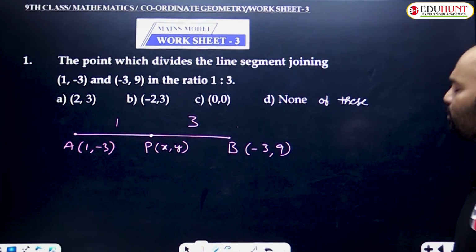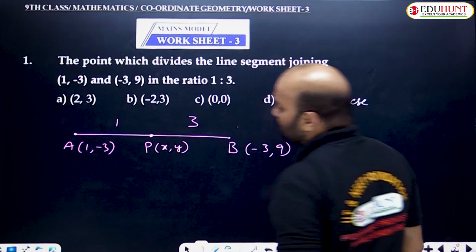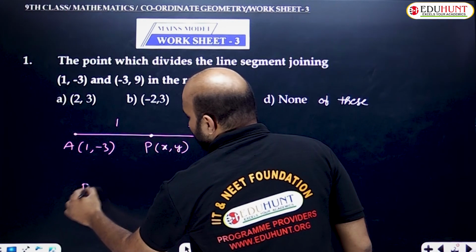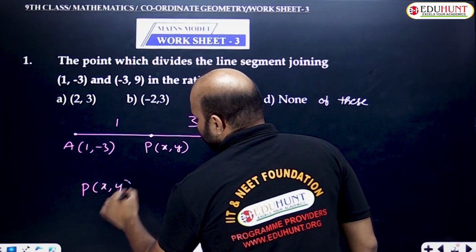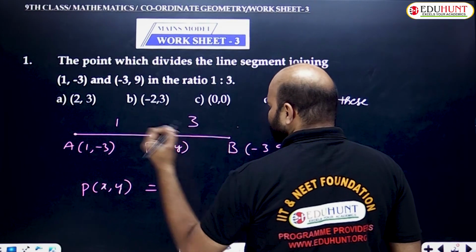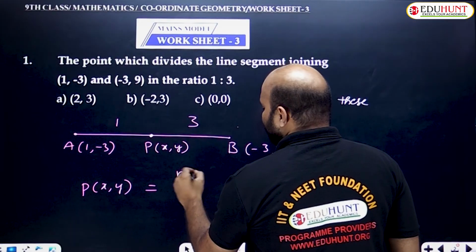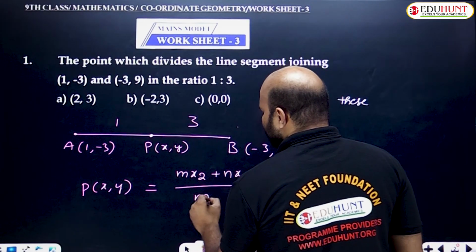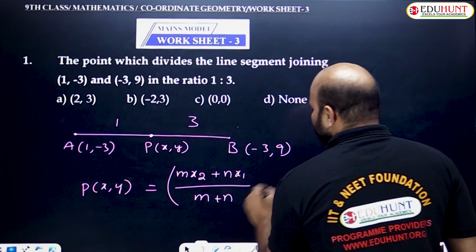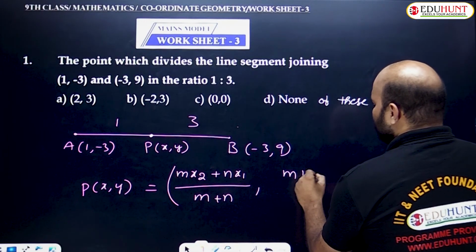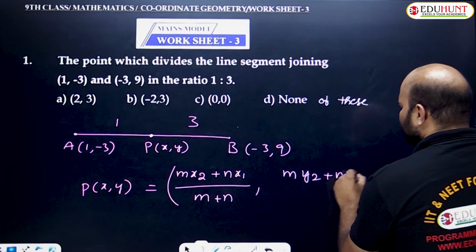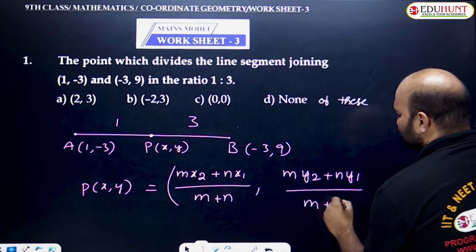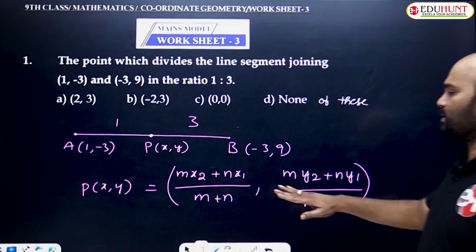So clearly, by using the section formula, what is the formula? P(x, y) equals, let us recall the section formula: (m x2 + n x1) / (m + n), comma, (m y2 + n y1) / (m + n). So this is the section formula.